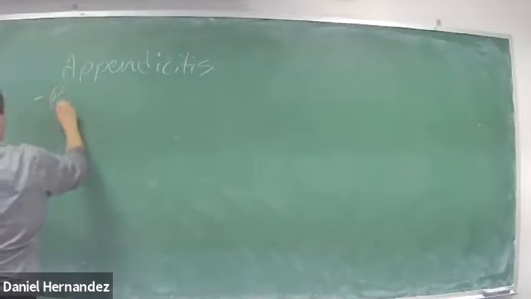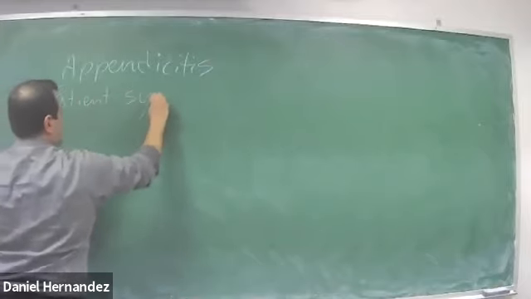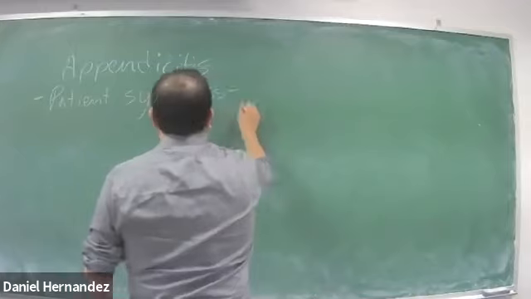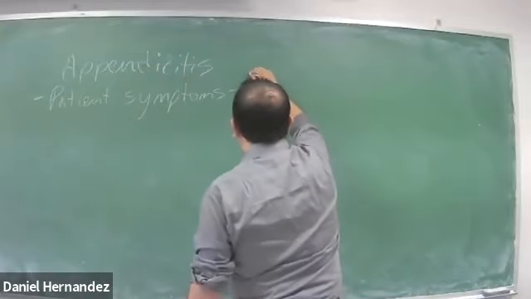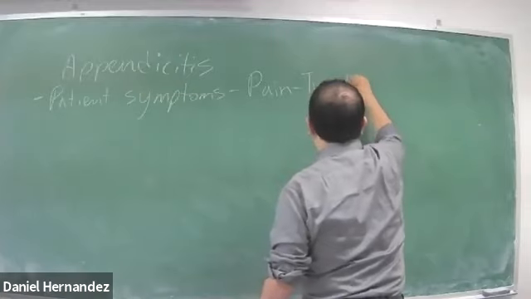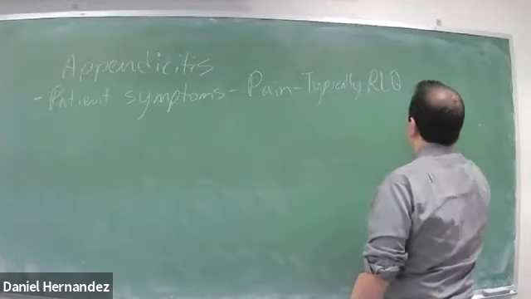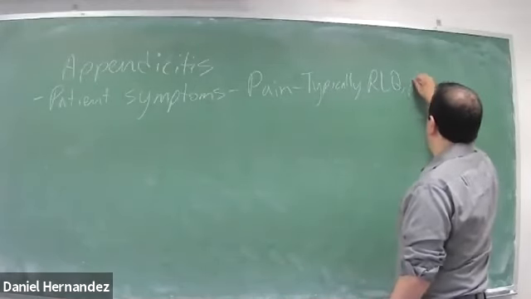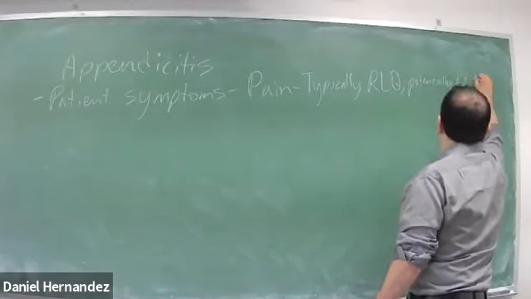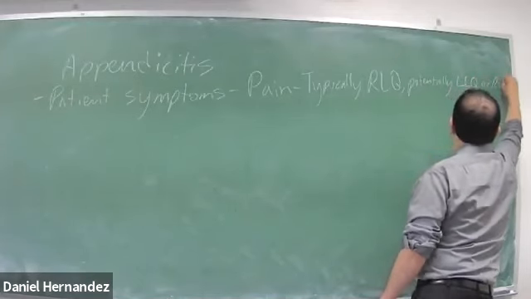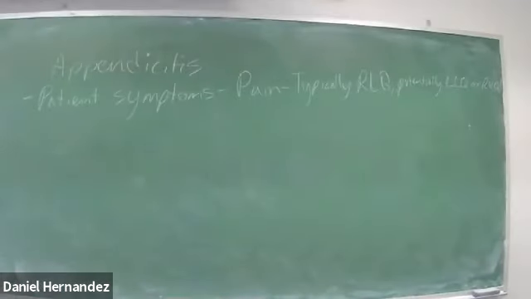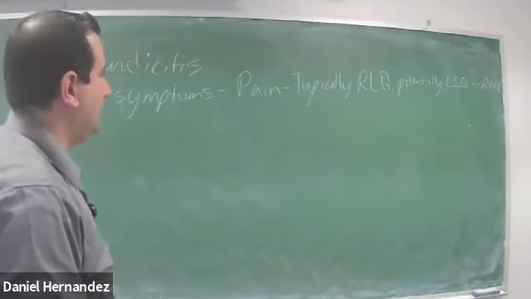So, patient symptoms. Patients will have pain, typically right lower quadrant pain, potentially left lower quadrant or right upper quadrant, again depending on the location of the appendix or if they're having any transient referred pain. So typically the pain is going to be in the right lower quadrant.